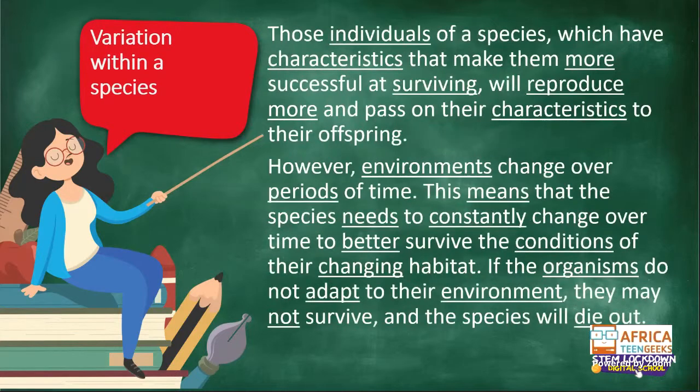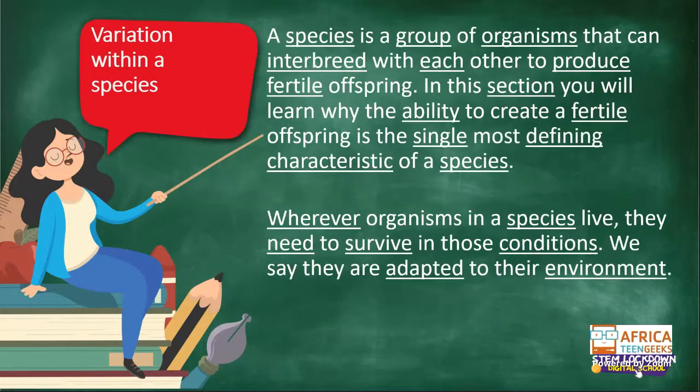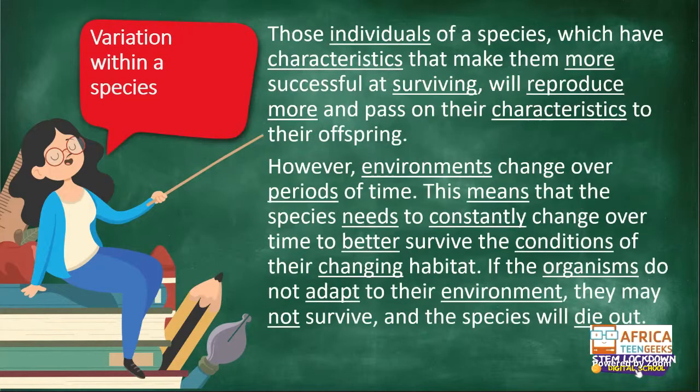Okay, so those individuals of a species which have characteristics that make them more successful at surviving will reproduce more and pass their characteristics to their offspring. So that is tying into the previous sentence that we said. Wherever organisms in a species live, they need to survive. So the individuals of a species that have the characteristics that make them more successful at surviving, they will reproduce more, obviously, because they will survive more. And they will pass those characteristics to their offspring.